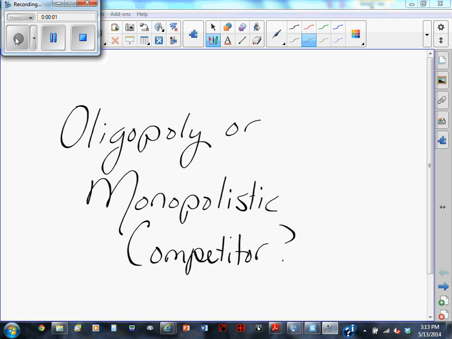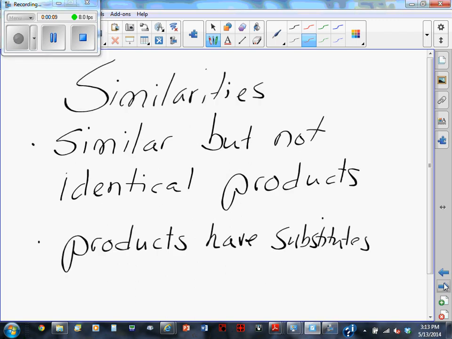It can sometimes be confusing to tell the difference between an oligopoly and a monopolistic competitor. So here are your tests. Remember, there are some similarities between oligopolies and monopolistic competitors. They both sell similar but not identical products, and their products have substitutes. But there are also some crucial differences.